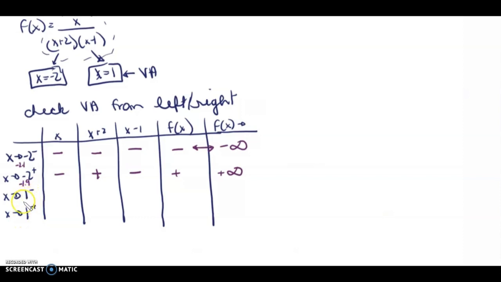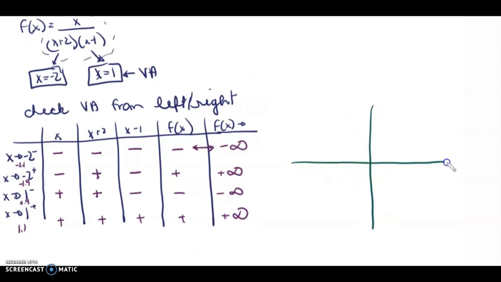One from the left is going to be 0.9. So this is going to be positive, since 0.9 plus anything is positive, and 0.9 minus 1 is negative. So we're going to approach negative infinity for that one. And as x approaches 1 from the right, let's call that 1.1: positive, positive, positive, positive, positive infinity.